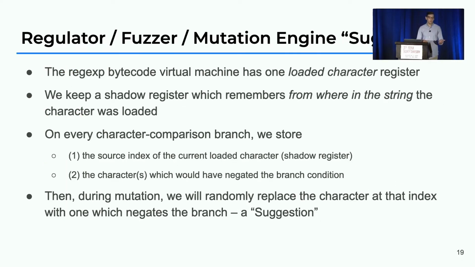For the mutation engine, we also have another interesting mutation. We call it suggestion. Because the interpreter is so simple, most of the branches that are taken are actually based on a character comparison within the string that we're examining. So during the execution, whenever we take a branch, we will actually note what character should have been at what position in the string in order to negate the branch condition. Then, during mutation, we will randomly go and change out that character to hopefully negate that branch and uncover more interesting functionality.